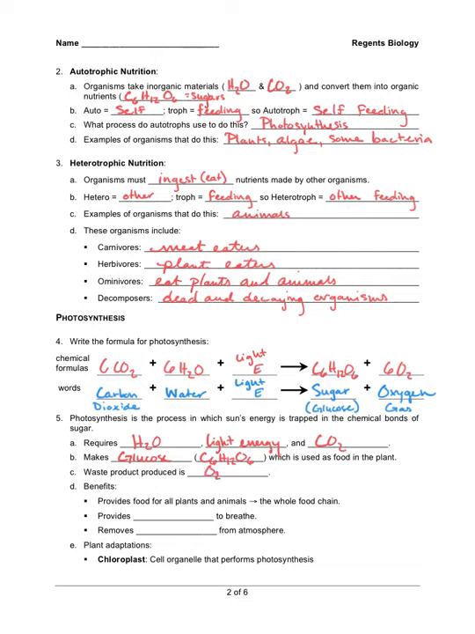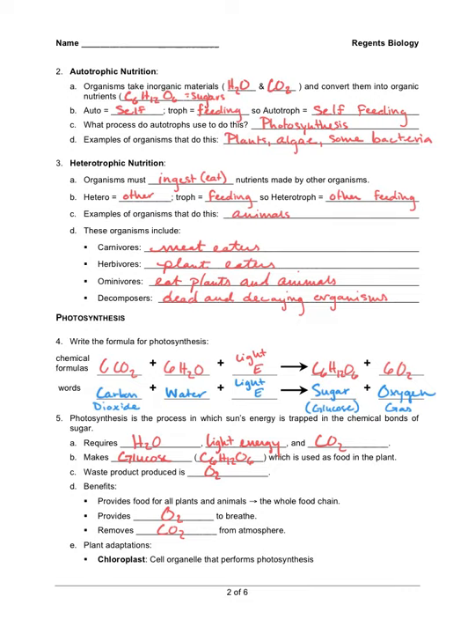Letter D wants to know the benefits of photosynthesis. And so it does really important things. It provides food for all plants and animals. Basically, the entire food chain gets their food from photosynthesis. It provides oxygen gas for us to breathe, and it removes carbon dioxide from the atmosphere, which is useful because it traps carbon dioxide when we are worried about things like global warming.